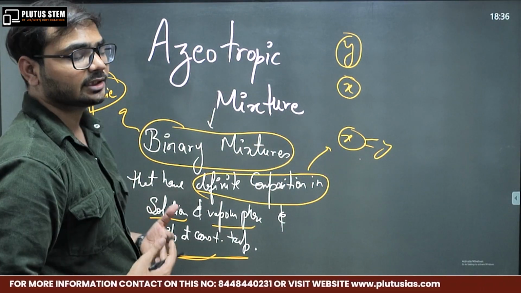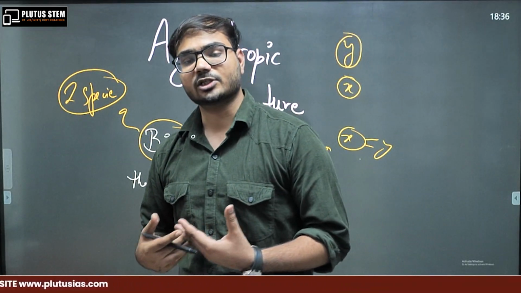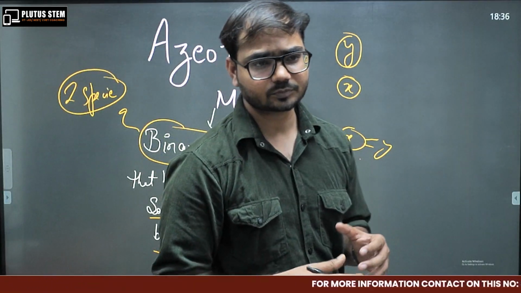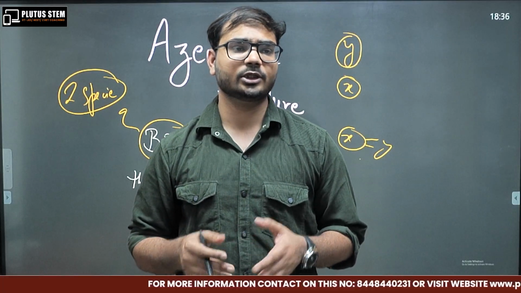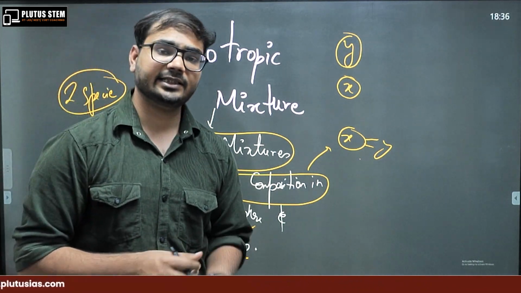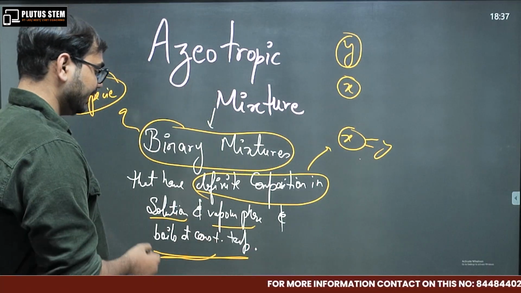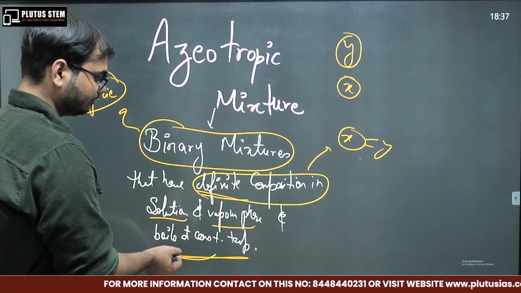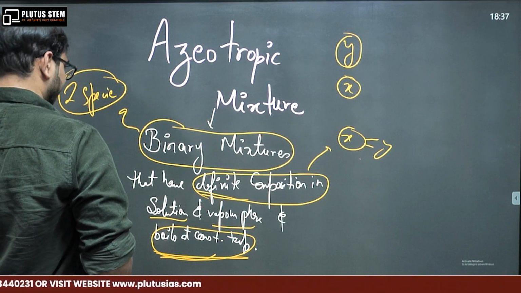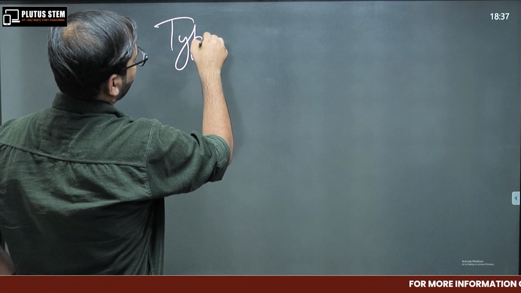Now, since you are mixing two entirely different species, they possess different kinds of forces between solvent and solute. So when we mix them together, they also possess different boiling points. After mixing, whatever interaction exists between them, it's very likely that the forces of attraction will cause a shift in their boiling point. But at a definite composition, their boiling point becomes constant.